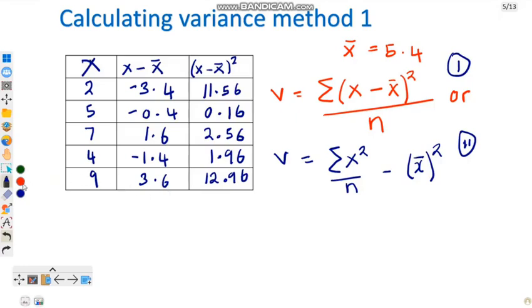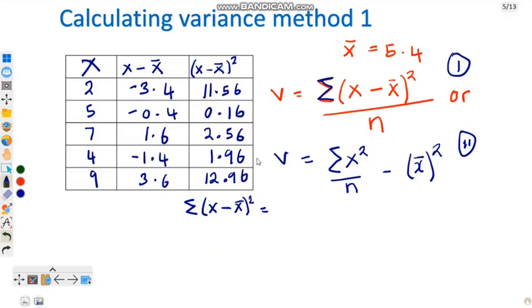Now, as you can see, in this formula 1, this is the one that we are using. In this formula 1, we have this symbol right here on top, which is the summation of x minus the mean in brackets squared. So we need to find it here, summation of x minus the mean squared is equal to, so we just need to add 11.56 plus 0.16 plus 2.56.